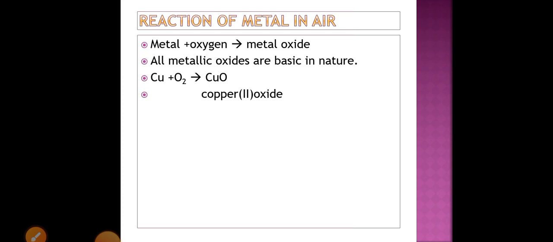When we talk about basicity and acidity, the general test would be the litmus test. With the litmus test, we all know that if you take a red litmus paper and dip it in the solution of metal oxide, then the red litmus will change to blue litmus. So the blue color denotes that it's basic in nature. All metallic oxides are basic in nature, whereas all non-metallic oxides are acidic in nature. So let us look at some of the examples.